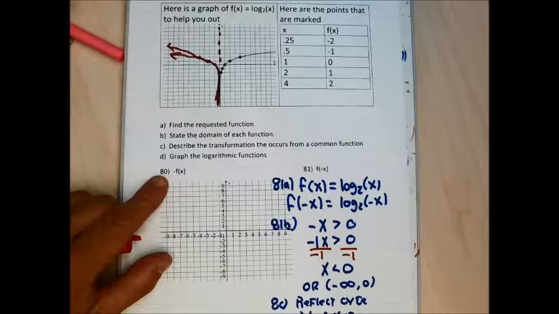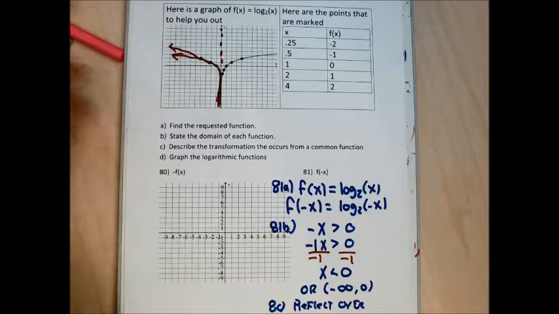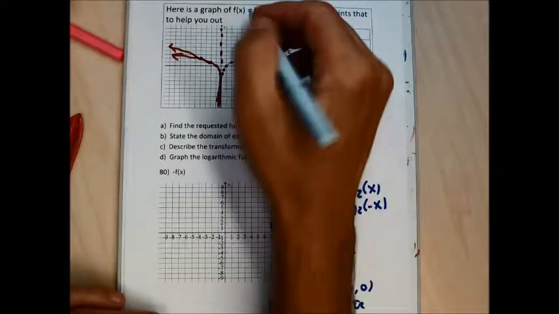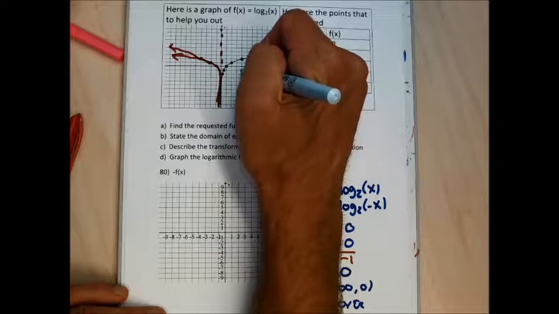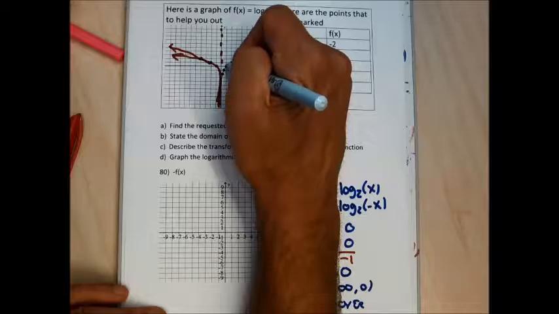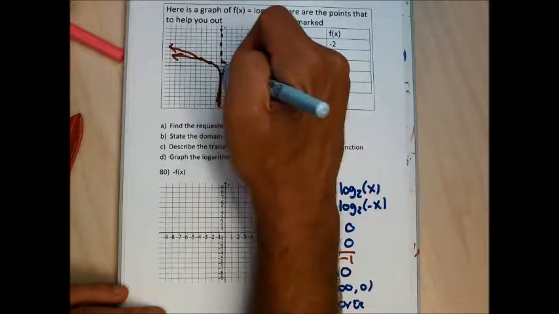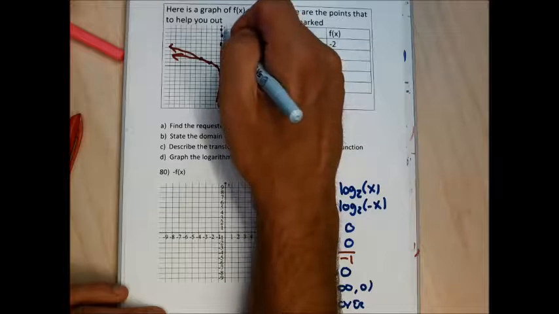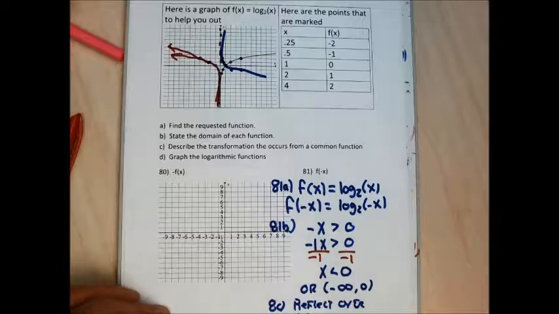Question 80 would reflect it over the x-axis. I won't do the problem, but I'll sketch a graph real quickly. To reflect this over the x-axis, this point that was 2 above the x-axis would go 2 below. This point 1 above would go 1 below. The point on the x-axis stays on the x-axis. This point 1 below goes 1 above. This point 2 below goes 2 above. And if I was graphing problem 80, it would look something like that.